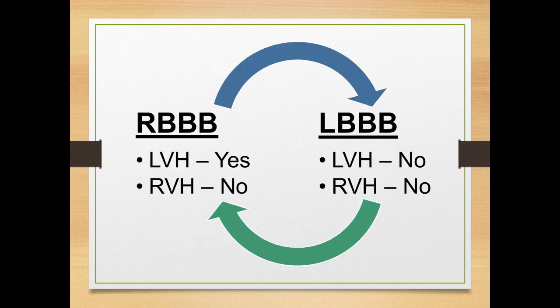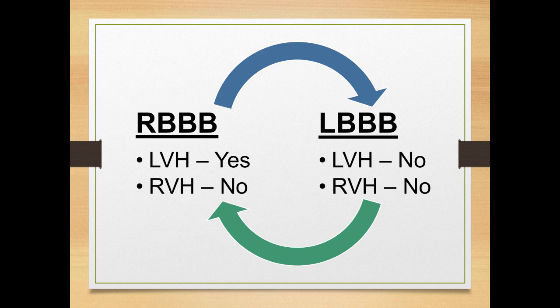So to sum this up, we look at our bundle branch blocks first before we dive into ventricular hypertrophy, and that's because in a right bundle branch block, we can call LVH, left ventricular hypertrophy, but we can't call RVH. We have to do an echo. They might have both, but we just have to do something else. With a left bundle branch block, we can't call anything. No hypertrophies, no ventricular hypertrophy.